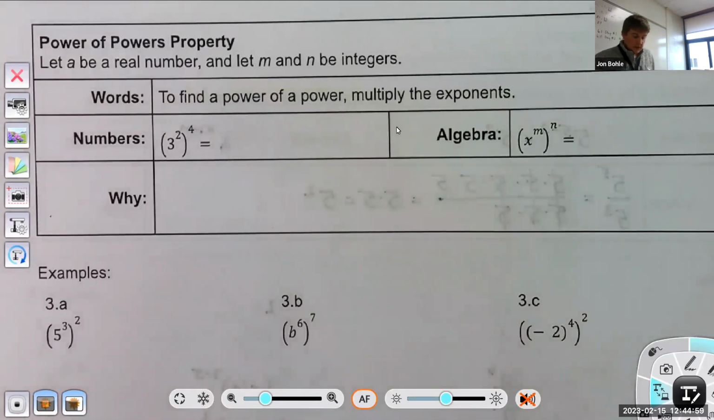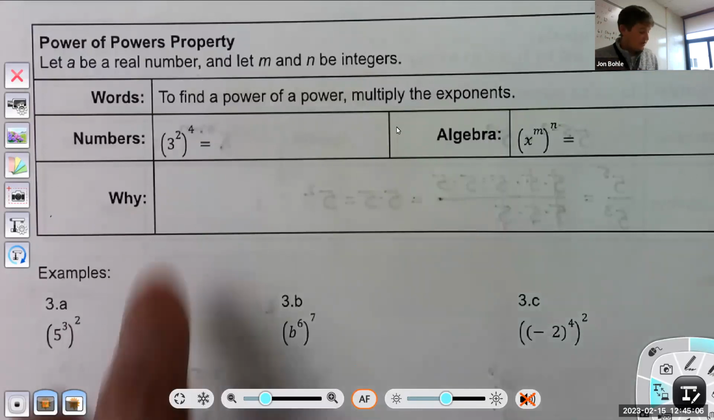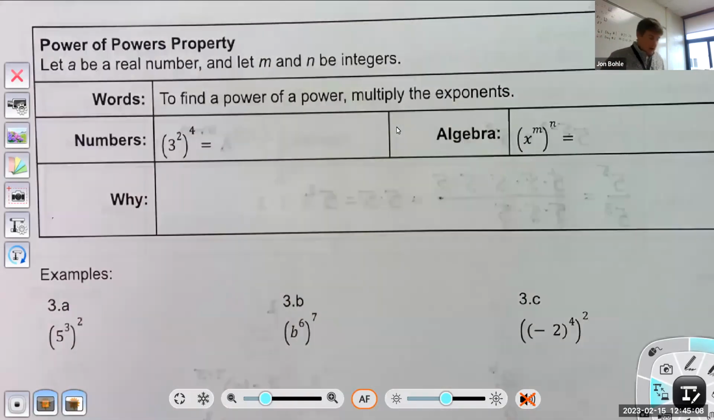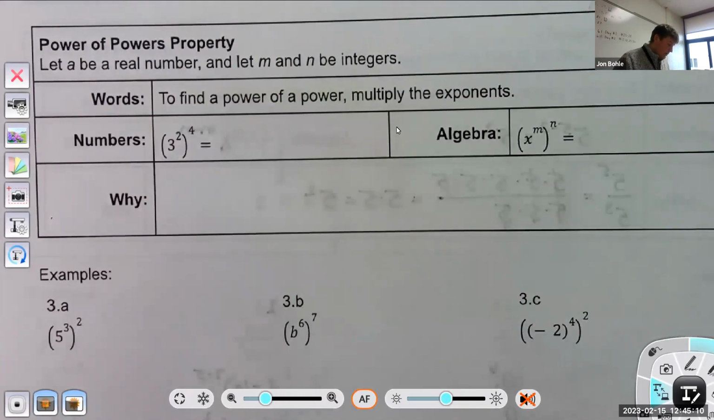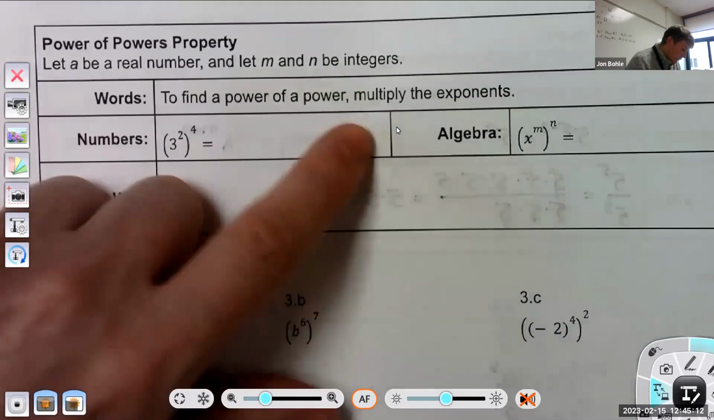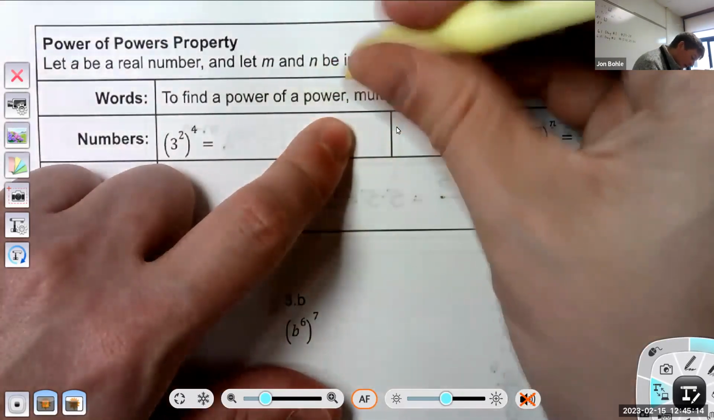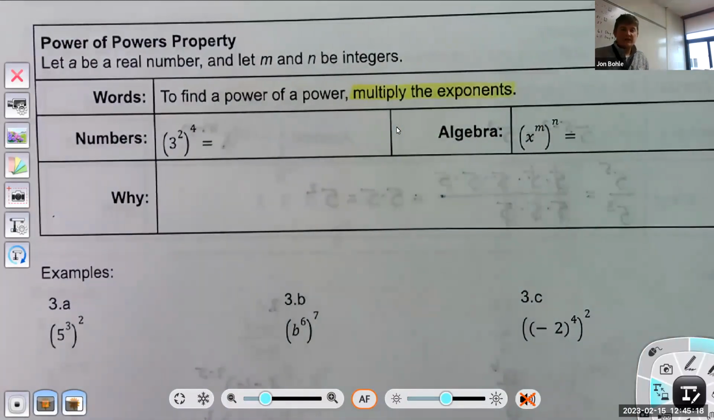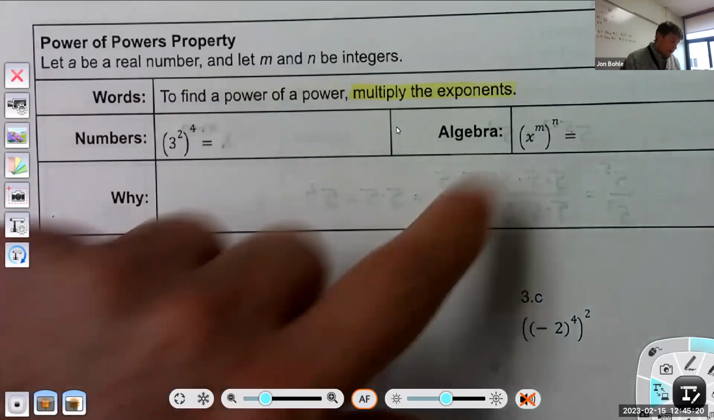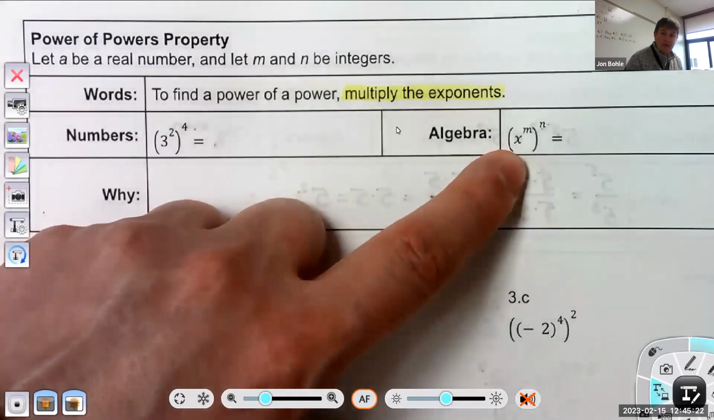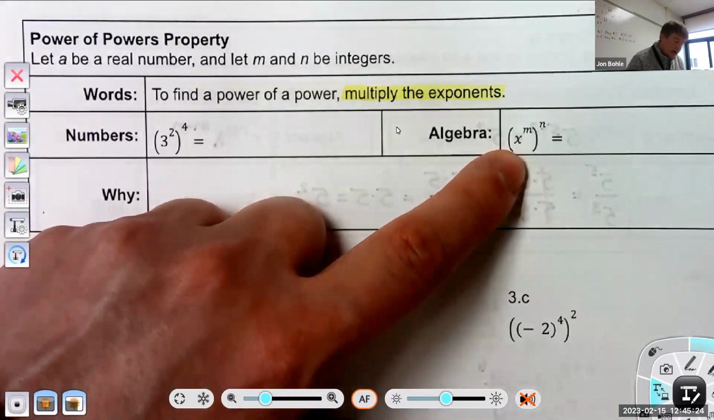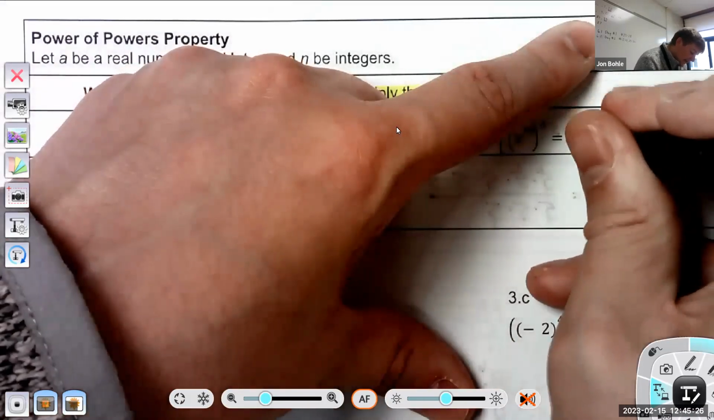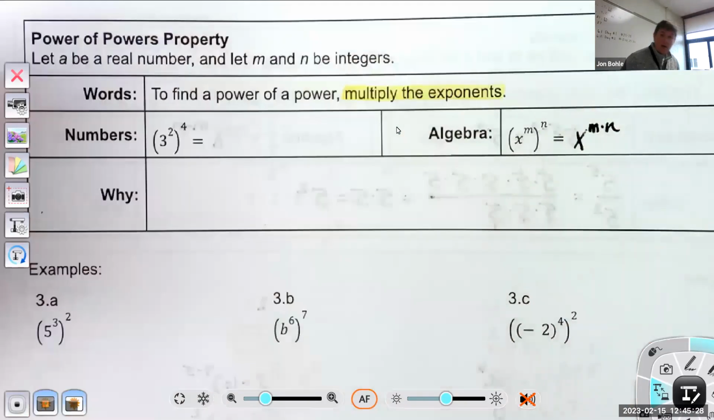Okay. Now what we're going to do is power rule. Power rule means I have an exponent raised to a second exponent, as you can see here, exponent to exponent. To find a power of a power is fairly simple. You're just going to multiply the exponents. So algebraically, if I have x to the m power to the n power, I am going to multiply those two to get x to the m times n power.